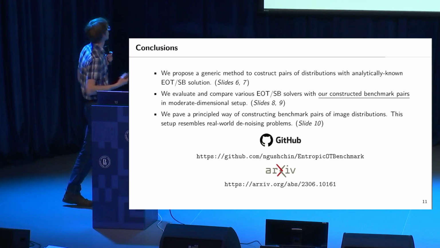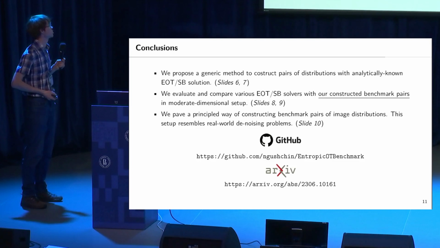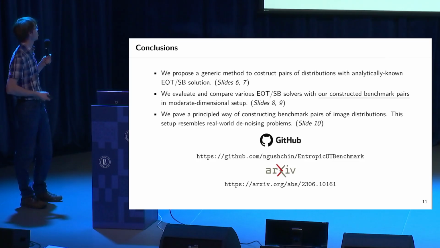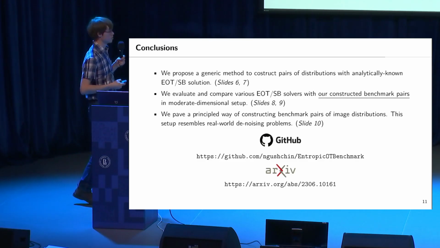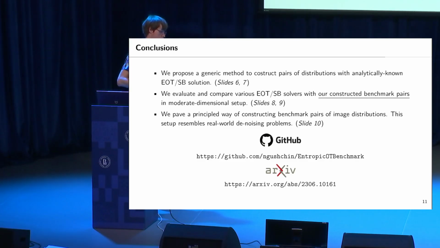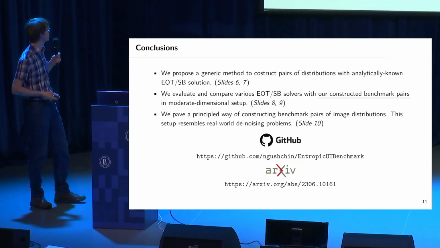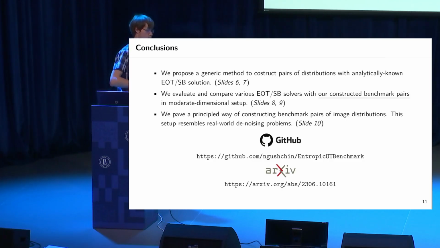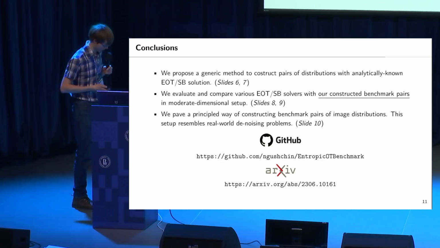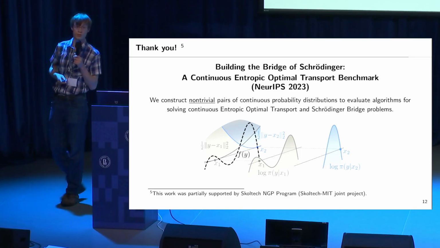So, conclusion. We propose a generic method to construct pairs of distributions with analytically known EOT and SB. And secondly, we evaluate different popular EOT SB solvers on our constructed benchmark pairs and provide a way to adapt our methodology to data of arbitrary complexity. Thank you for your attention. Now I'm ready to answer your questions.